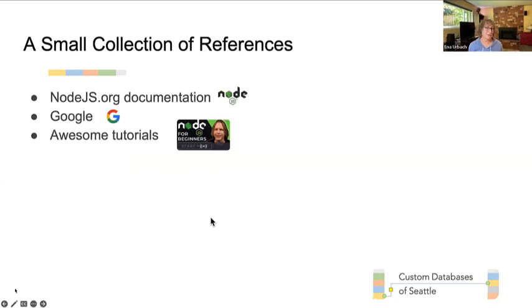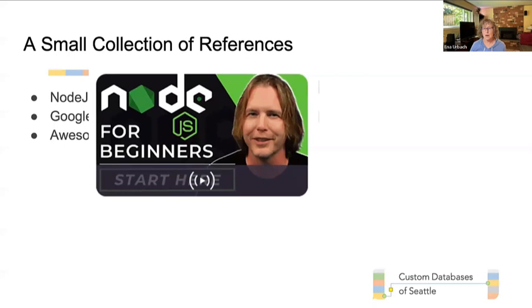So anyway, the collection of references includes the documentation for Node.js, Google, and a set of really terrific tutorials by a guy named David Gray. And the way that I managed to put together all of this stuff that I'm showing you is basically by circling around through Node.js and doing Google searches, looking for model JavaScript code out on the web, and watching Node.js for Beginners, which I can't recommend enough. He's great.